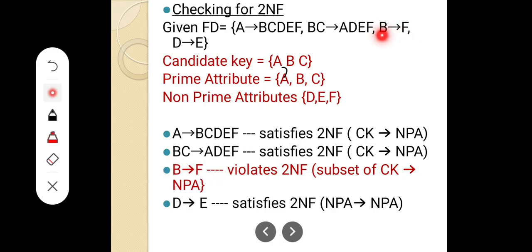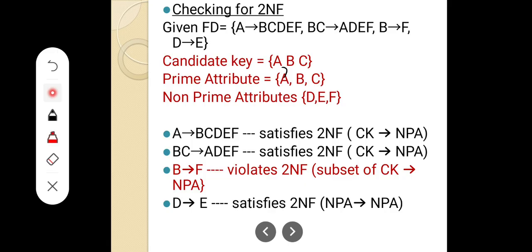Okay, B determines F. What is B? B is not a candidate key. It is a subset of the candidate key, and that violates 2NF. In 2NF, the condition is violated if a subset of the candidate key determines a non-prime attribute. Then D determines E. D and E are non-prime attributes, so that satisfies 2NF. Only this one condition is violated.